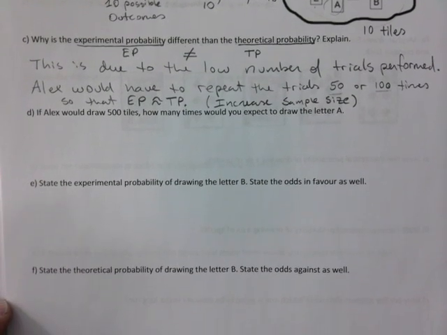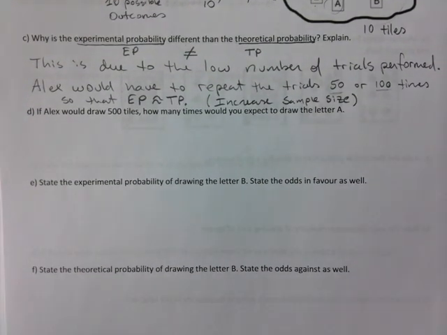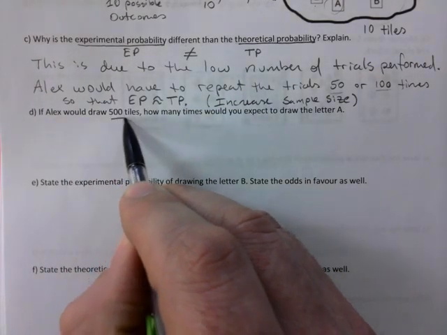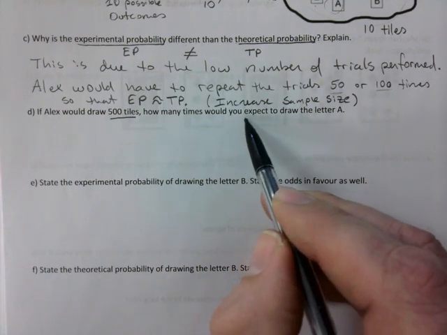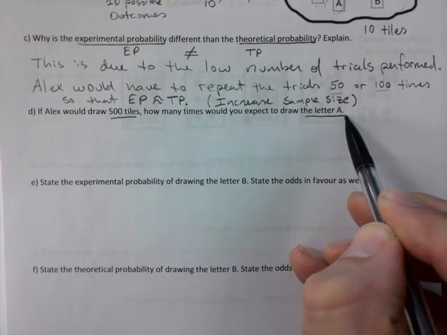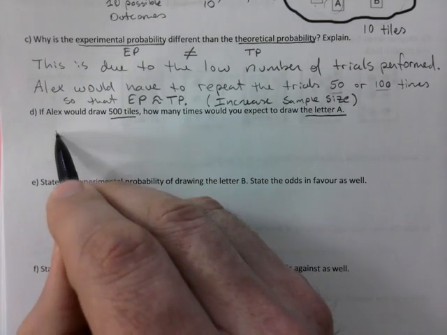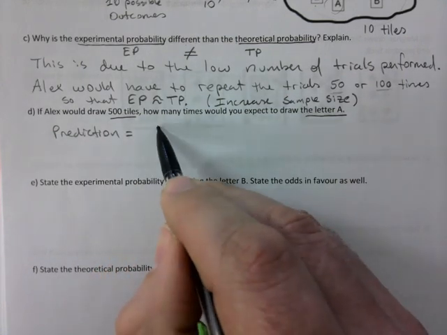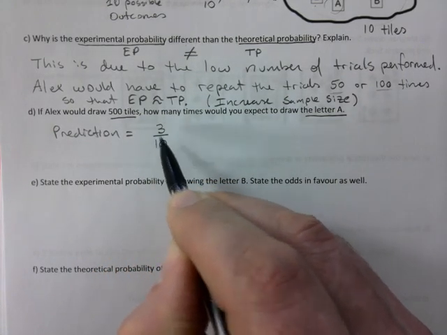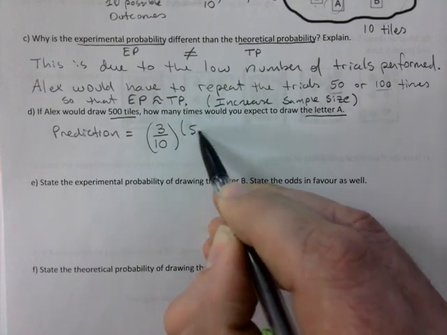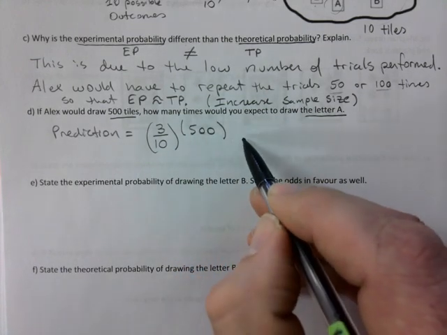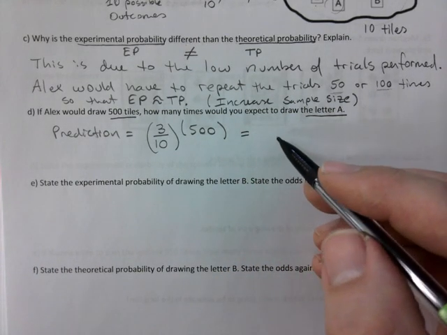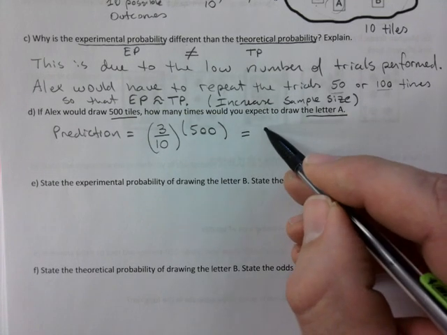And one more, and then I'll ask you to answer some questions on your own. If Alex would draw 500 tiles, how many times would you expect to draw the letter A? So you're making a prediction. We would use the theoretical probability times 500. And that equals, in this case, exactly 150 times.